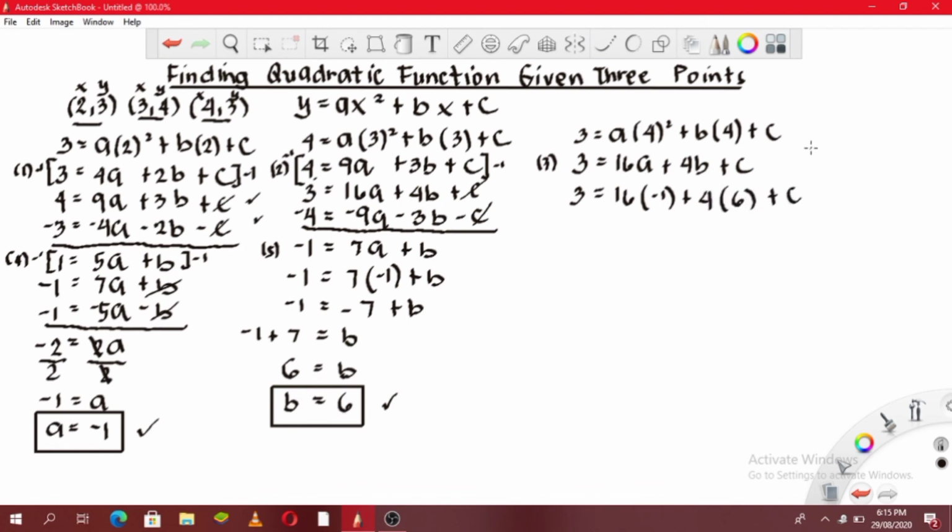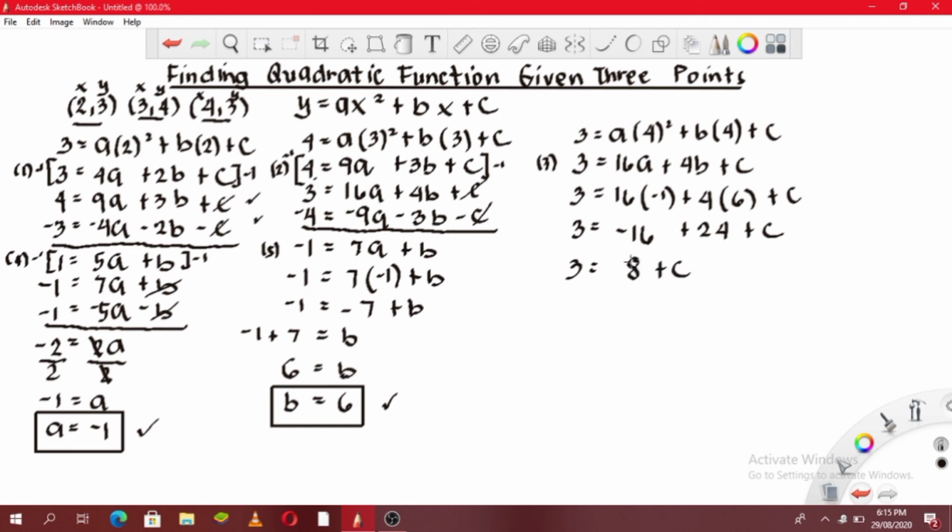Ayan na. So, wala na tayo nakikitang ibang variables kundi C. So, ibig sabihin, masosolve na natin ang C. So, this will become 3 equals 16 times negative 1, that is negative 16. Then, 4 times 6 is positive 24 plus C. Okay? So, combine like terms dito sa side na to. So, we'll have 3 equals negative 16 plus 24. So that is 8. Then plus C.